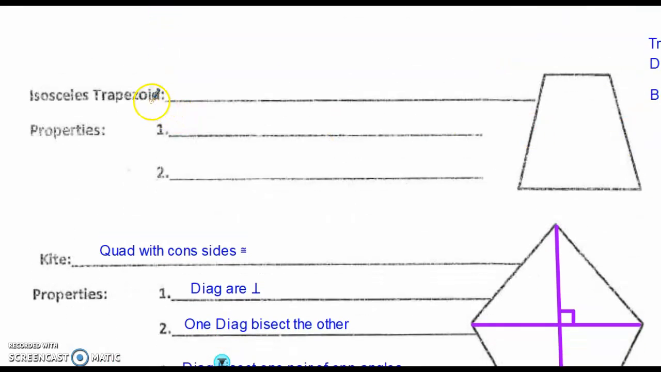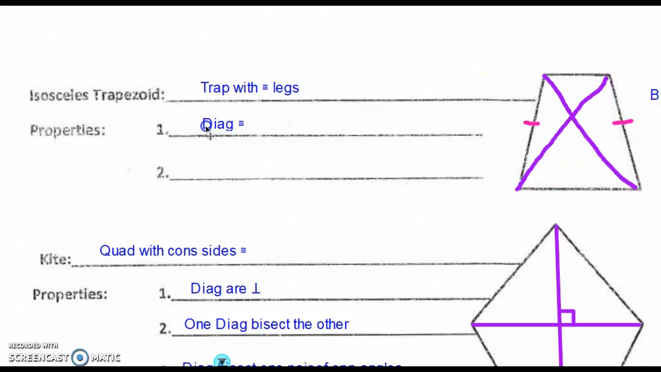Isosceles trapezoid. Well, just like an isosceles triangle, isosceles trapezoid, the legs happen to be congruent. So notice this leg and this leg is congruent. It's a trapezoid, but the legs are congruent. Now, isosceles trapezoids have two particular properties. They have the two properties above, but also that the diagonals are congruent.